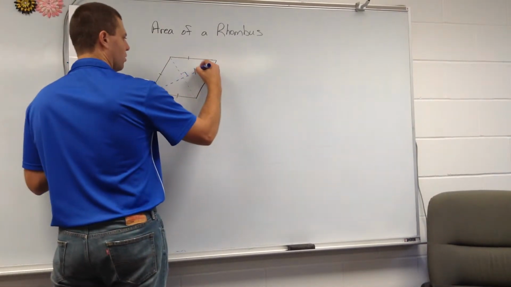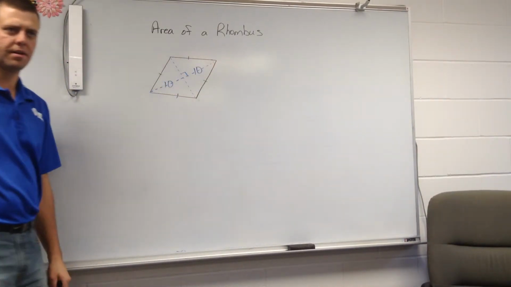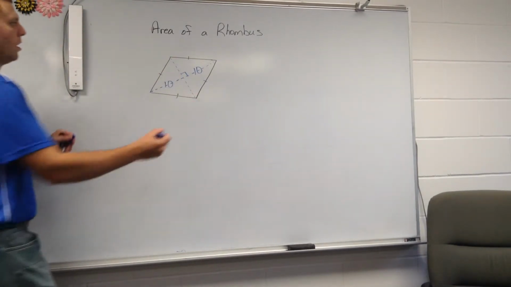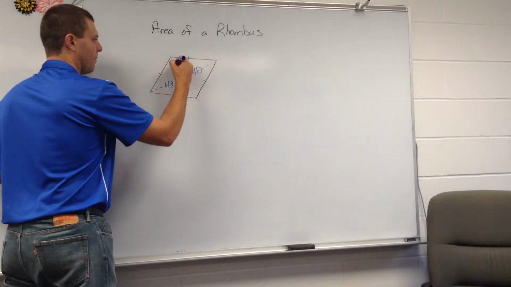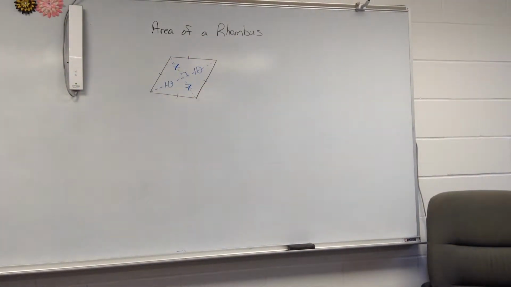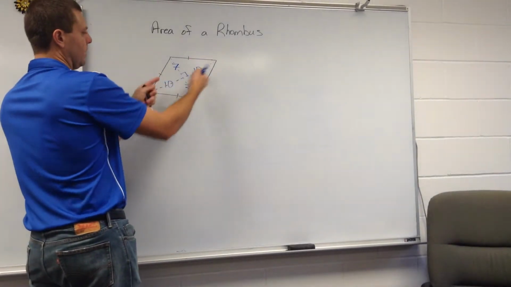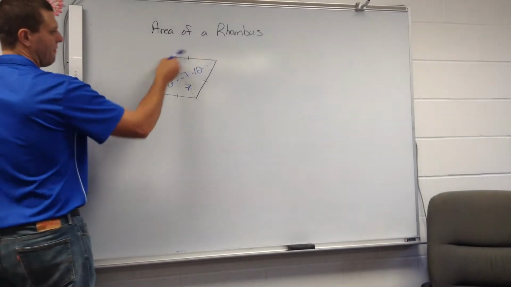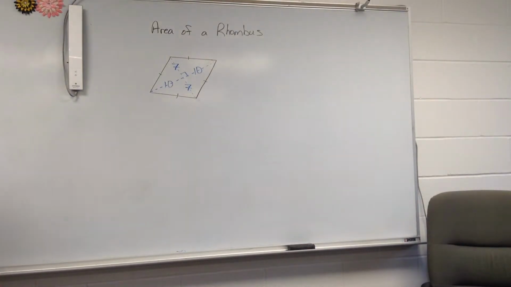So in that case, you know you got 10 and 10, right? And they might say this whole thing is 14. Well, if this whole thing is 14, then what do we got? 7 and 7 there. So if they give you the diagonals, it might be helpful to just break it up into little parts like that. And then to be completely honest, how I'm going to find the area of that rhombus is just find the area of half of it, and double it.